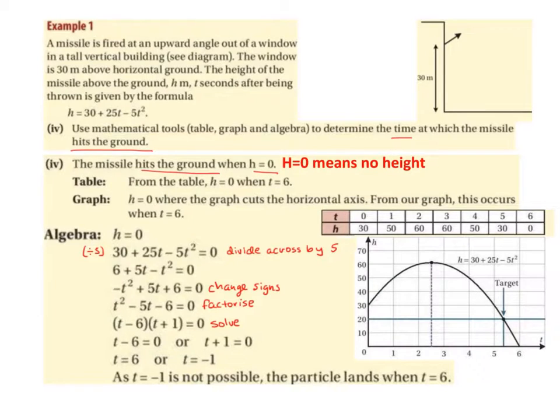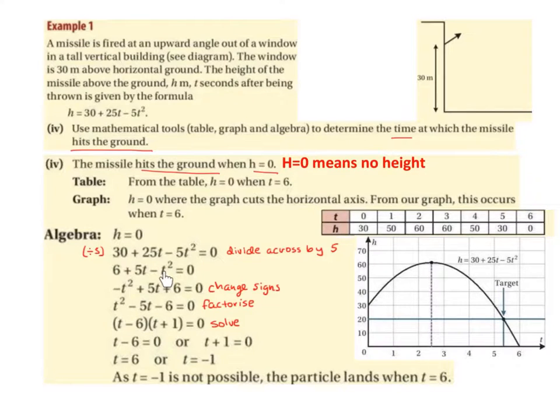And then by algebra, when h is equal to 0, we take our formula, which is h equals 30 plus 25t minus 5t squared, and we let it equal 0. So we swap the h for 0. So we have 30 plus 25t minus 5t squared is equal to 0. We start off by dividing across by 5. 30 divided by 5 is 6, 25t divided by 5 is 5t, and minus 5t squared divided by 5 is minus t squared.